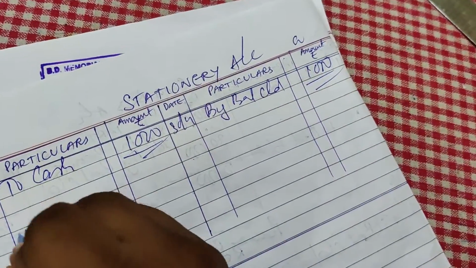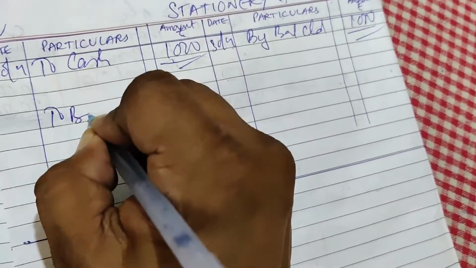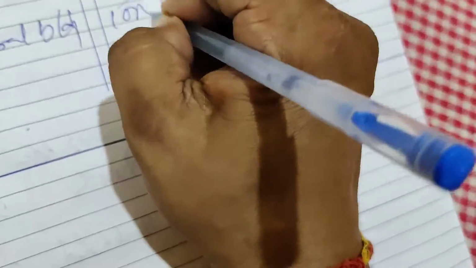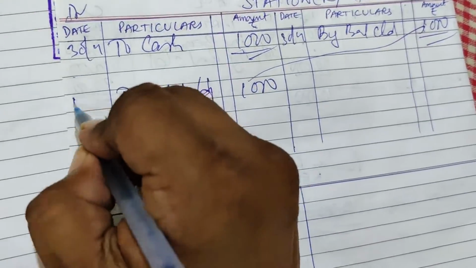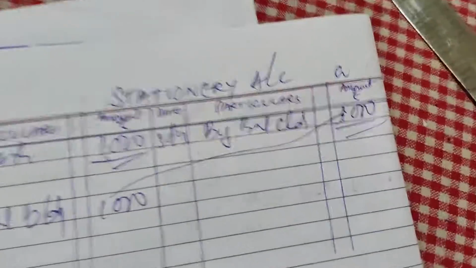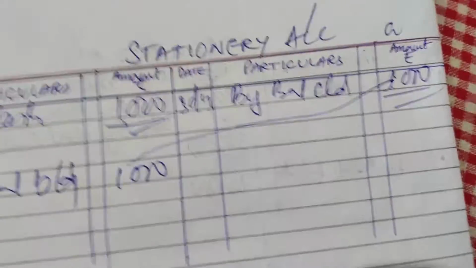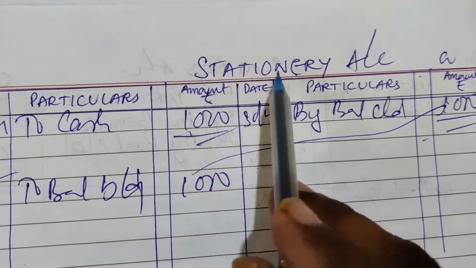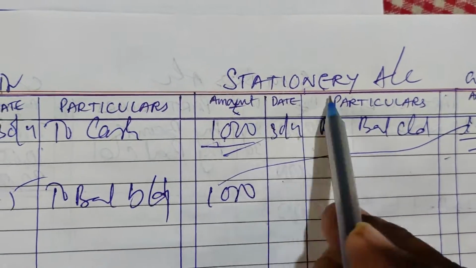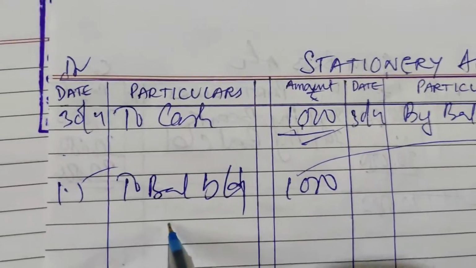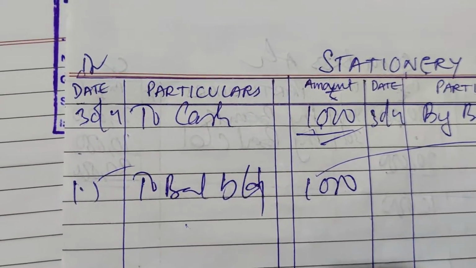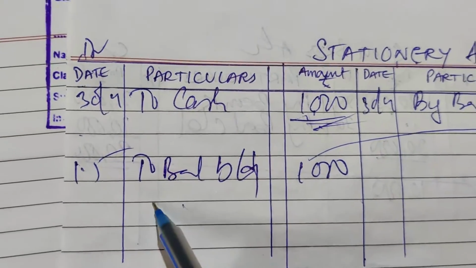This balance will come now to balance brought down. This 1,000 will become the opening in the next month, 1st May. This is the closing balance. To make it equal, we have written here on the credit side by balance c/d. Stationery purchase, stationery account debited to cash, only one entry is there. So to balance c/d, the account is closed. Now this will become the next month's opening.